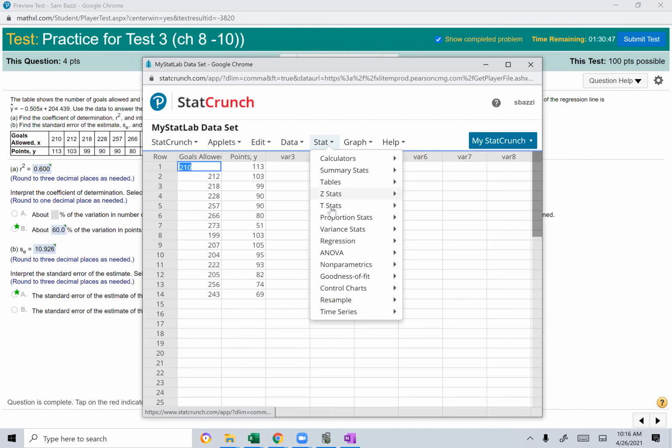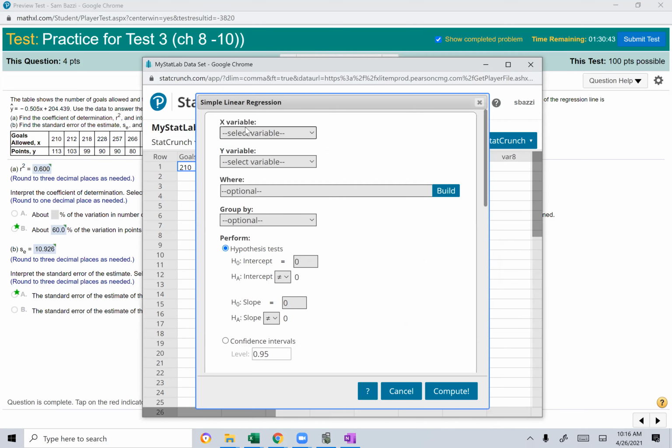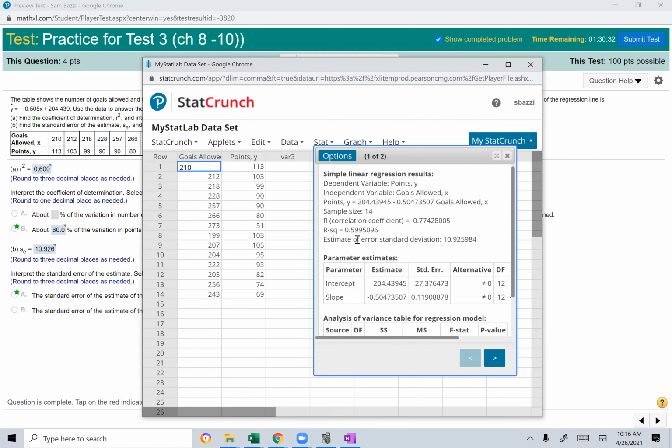Stat, regression, simple linear. We only do simple linear. Goal. Oops, sorry, that's Y. So the first one is X, the second one, and just hit compute, guys. And look, this is R squared. It's 0.599, and he says 3 decimal places, it will be 0.6, which is exactly what you see right there, guys.